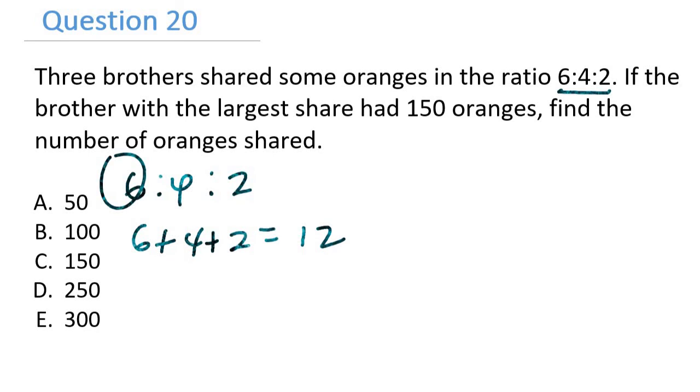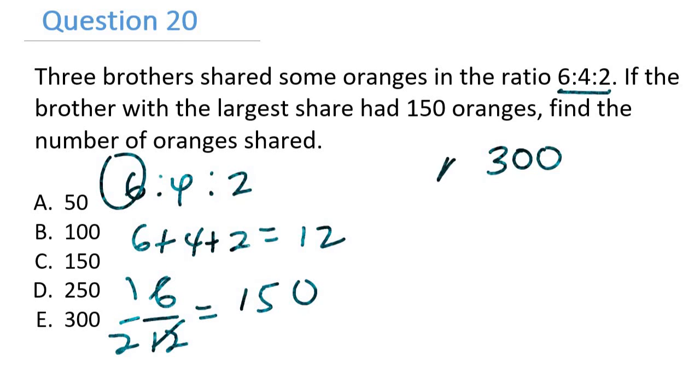The eldest is 6, so the person got 6 out of 12, which is equal to 150 that the person got. 6 here 1, 6 here 2. That means the person got half. 1/2 is 150. So he got half of everything. So the full will be 150 times 2, 300. That's the total oranges they shared since he got half. So the answer is E. Okay.